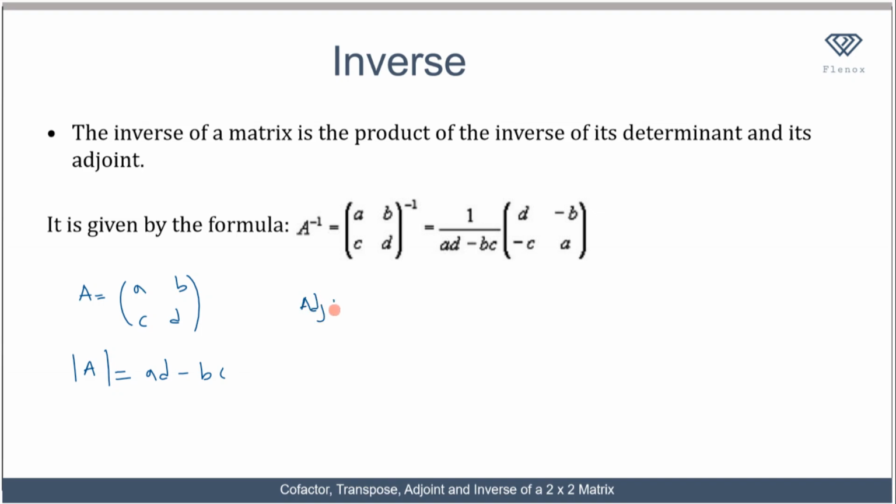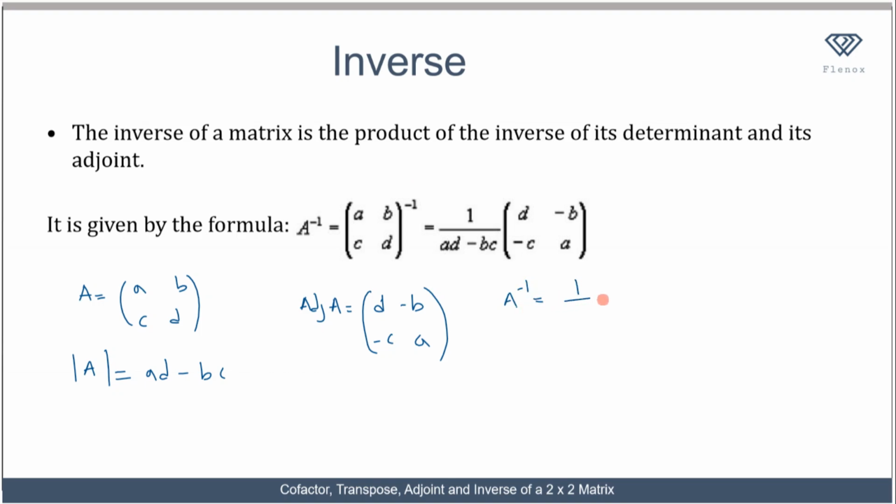As I say, the adjoint of A will just be equal to interchanging the first diagonal. So I have D here and I have A down, but I leave the remaining diagonal as it is. So I have B here and I have C here, but I change the polarity, so I just add a minus to both.